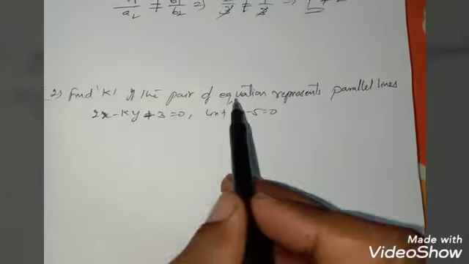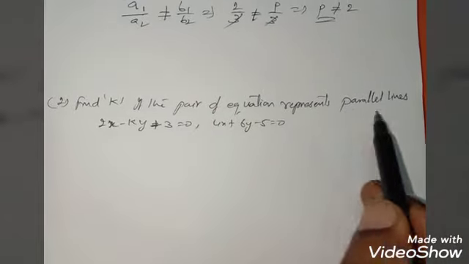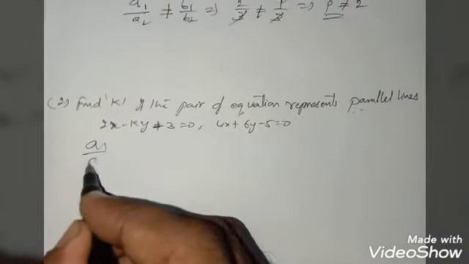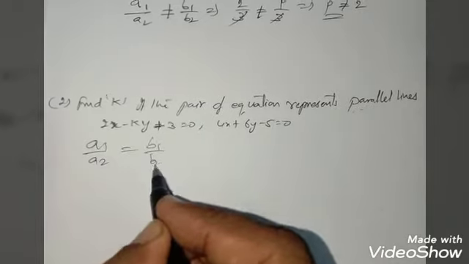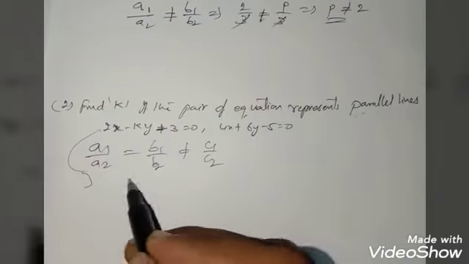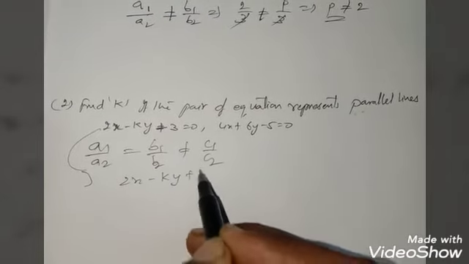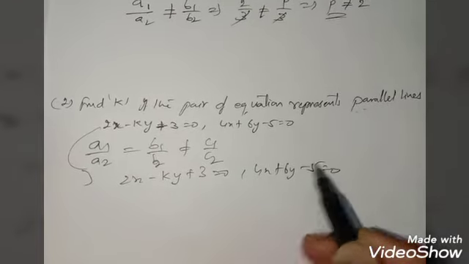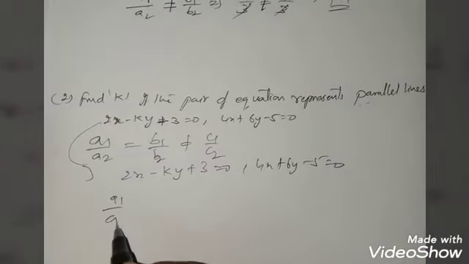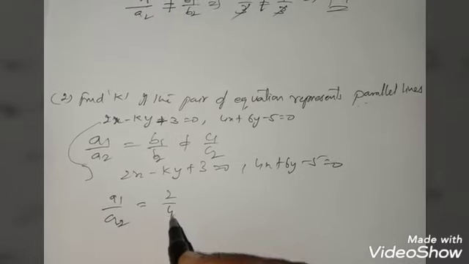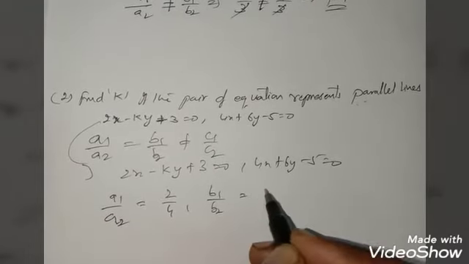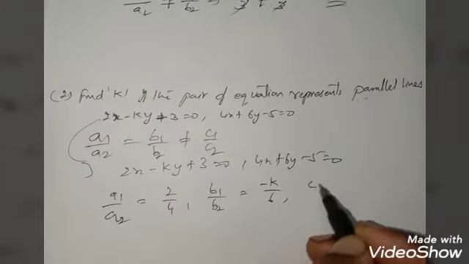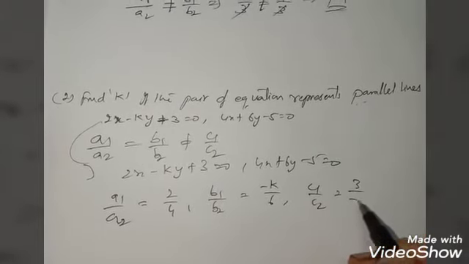Now the second question: find the value of k if the pair of equations represents parallel lines. What is the condition of parallel lines? a1 by a2 is equal to b1 by b2 is not equal to c1 by c2. The equations given are 2x minus ky plus 3 equal to 0 and 4x plus 6y minus 5 equal to 0. So a1 by a2 is 2 by 4, b1 by b2 is minus k by 6, and c1 by c2 is 3 by minus 5.